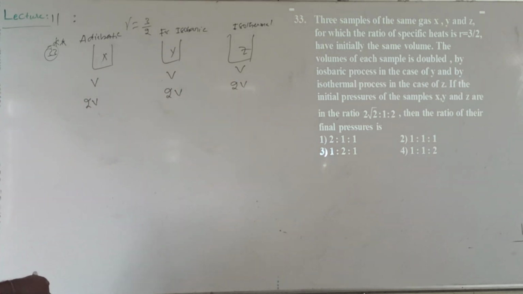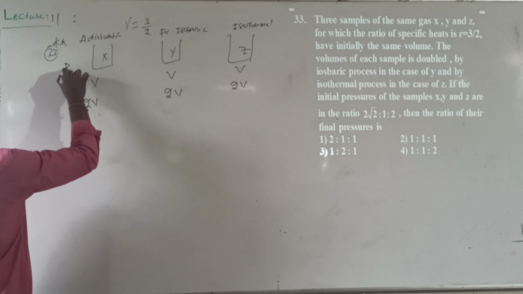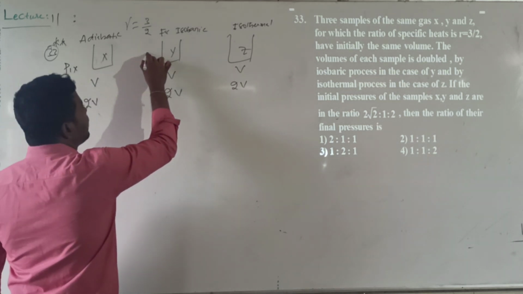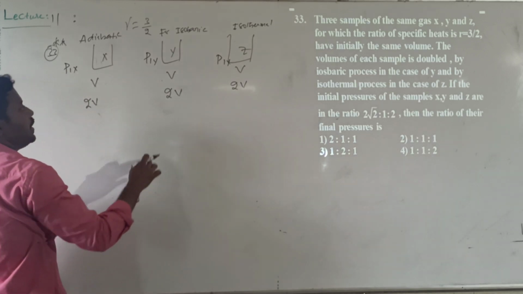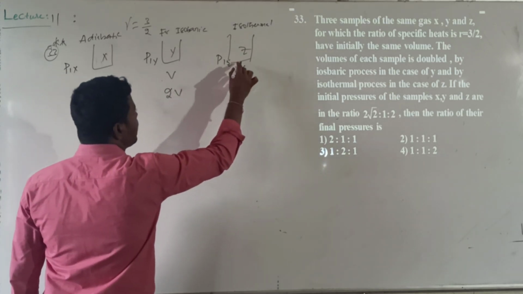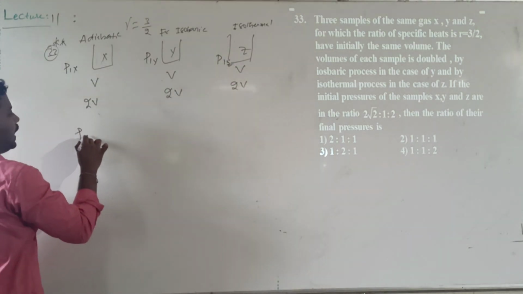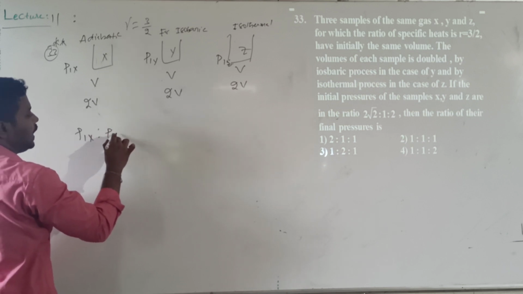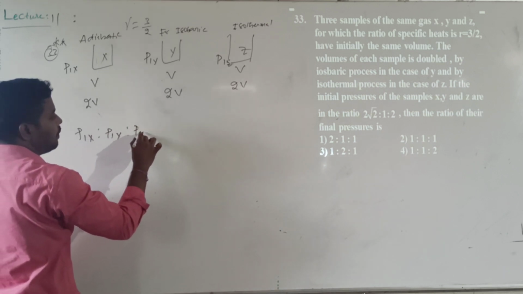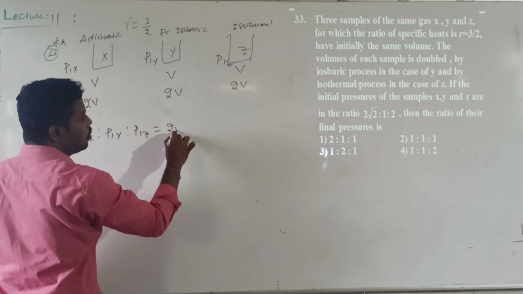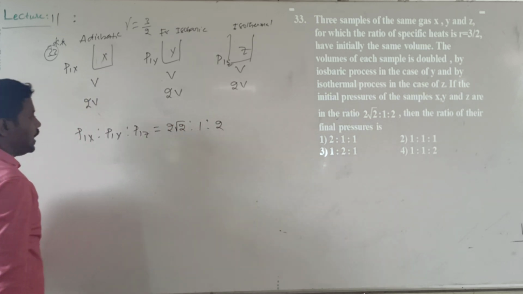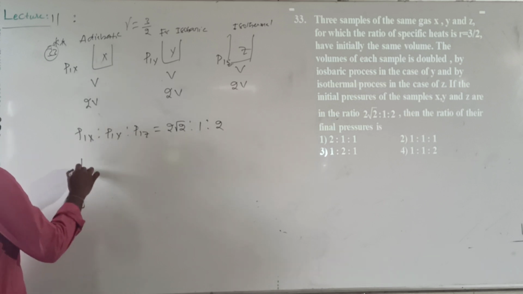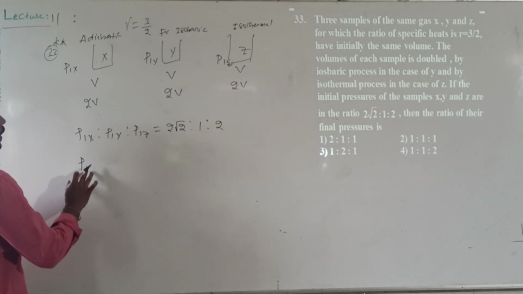Okay? The initial pressures are called P1x, P1y, and P1z. The initial pressure ratio is given as P1x is to P1y is to P1z equal to 2√2 is to 1 is to 2. Correct? Now they are asking what is the ratio of the final pressures.